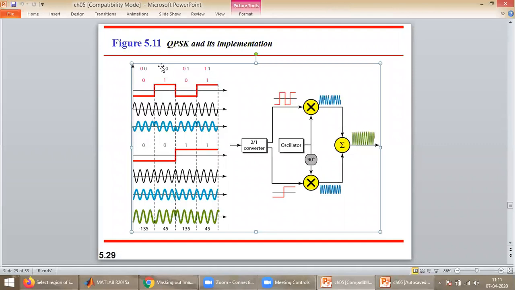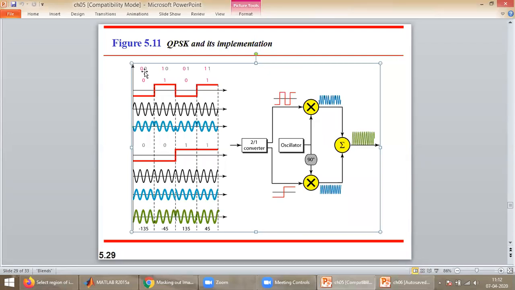Next consider the next two bits, 1 0. Here first collect the first bits from every two bits, and for that generate a digital signal. You can use any line coding technique to generate the digital signal. 0 1: here 0 is the first bit, so negative voltage; 1 positive voltage. So red color indicates the first bits of every two bits. For that generate a digital signal. That is the first step.